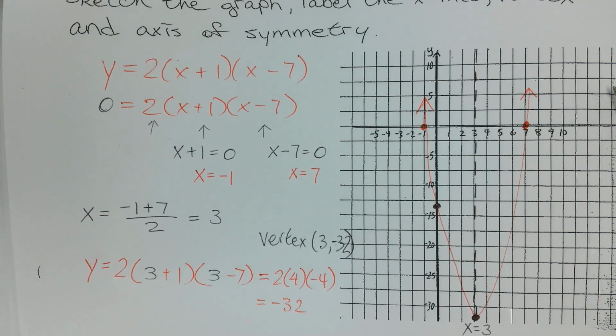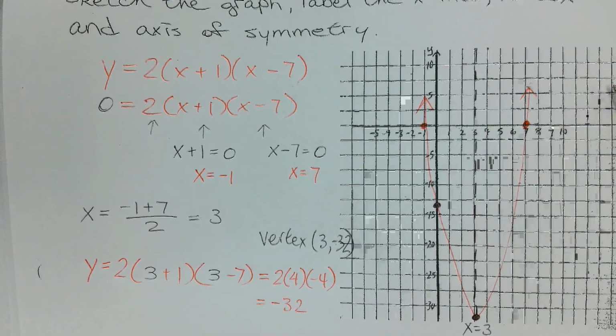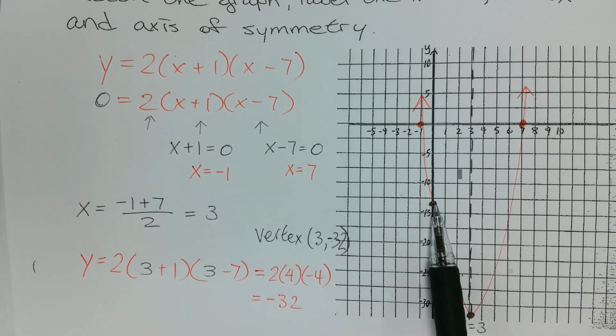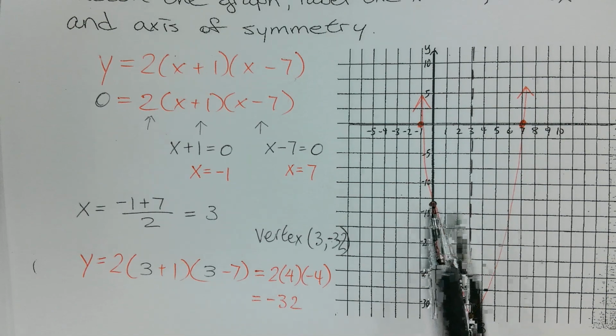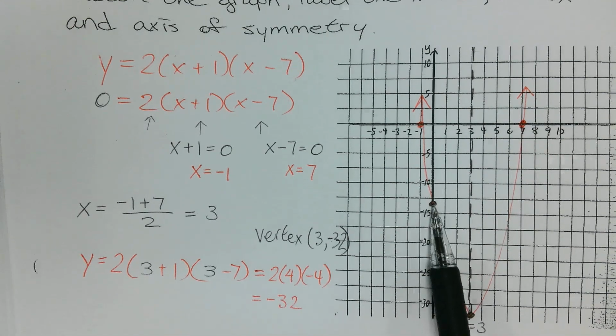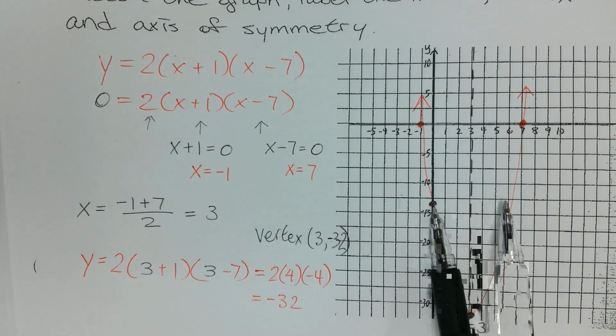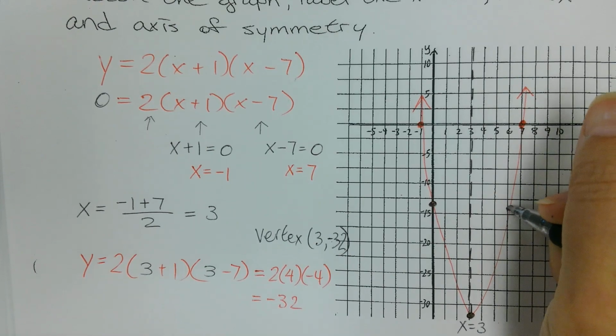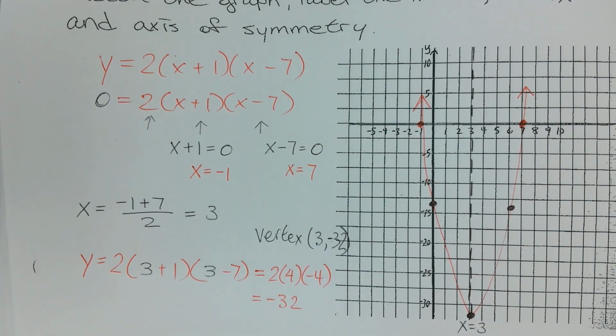How many points usually do I ask for on a test? 5. Can I plot down another point on here? Yeah, just plug in a number. Remember, it's symmetrical. So if I know that this is 0 and -14, that means on this side it's going to be 6 and -14, which is right here. A little off, but it's okay.